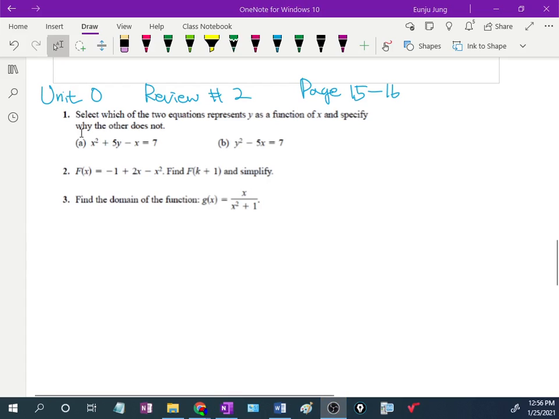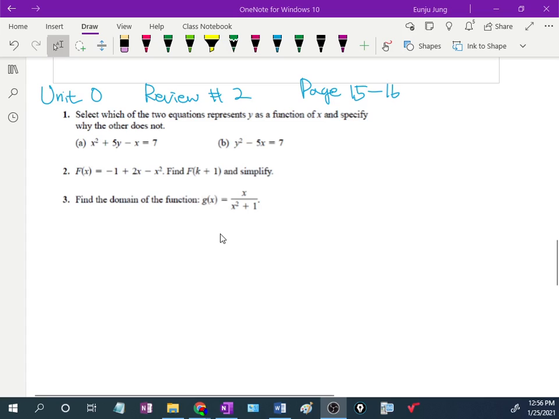In this video, we will do problems from the study guide. This is labeled as unit number 0, since we are reviewing Algebra 1 and 2 materials. This is the second review paper, pages 15 and 16, and I'm doing some of the questions. Show work on a separate piece of paper and attach it to the packet.